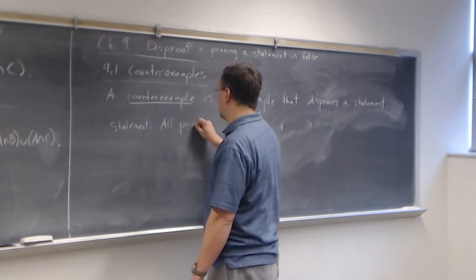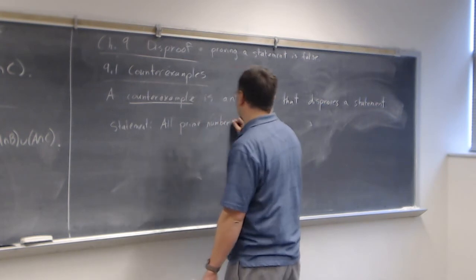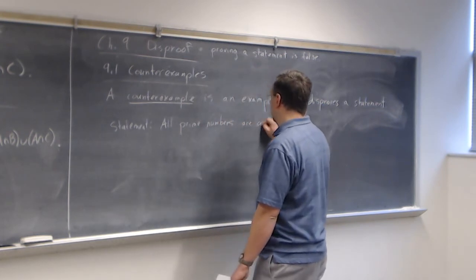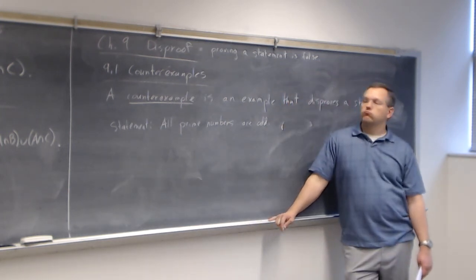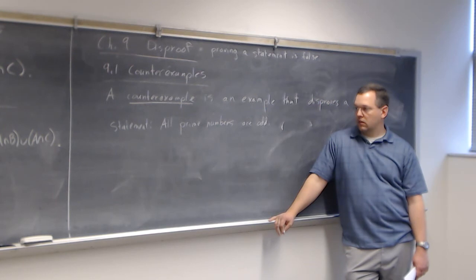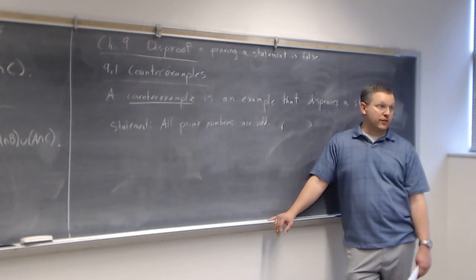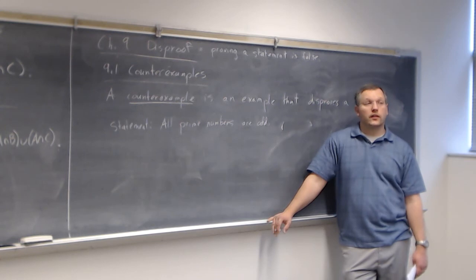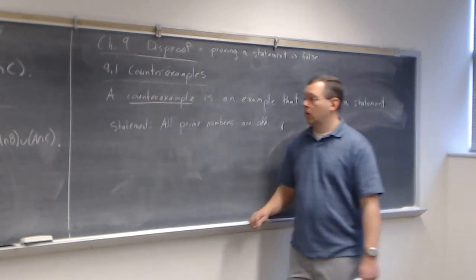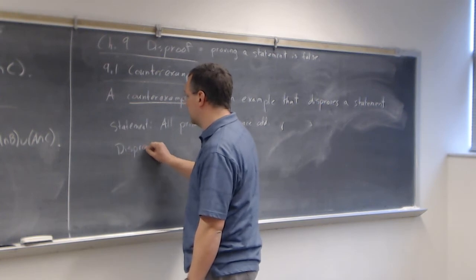All prime numbers are odd. So is this true or false? False. How would you convince somebody that this is a false statement? The number 2. The number 2 is really the only counterexample you could get. So here's a disproof instead of a proof.